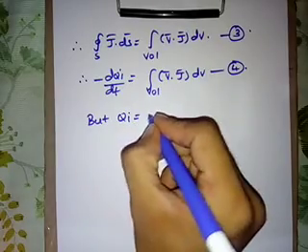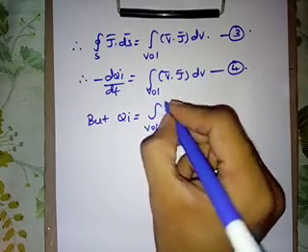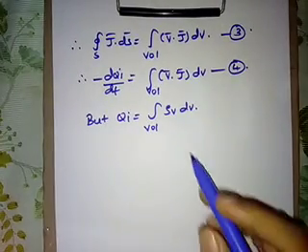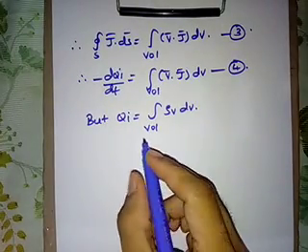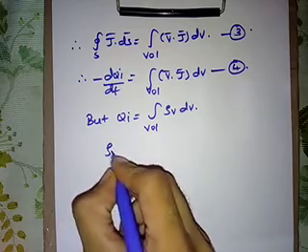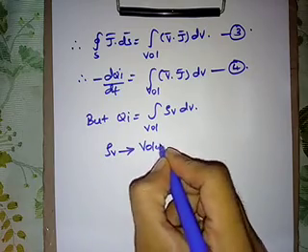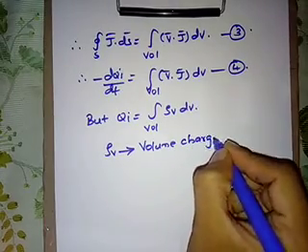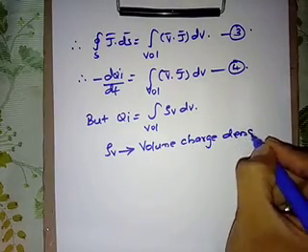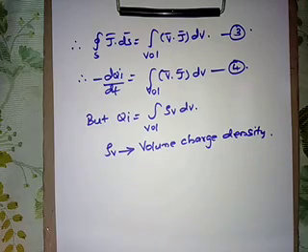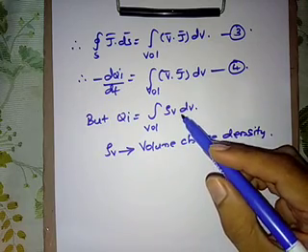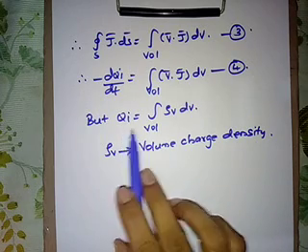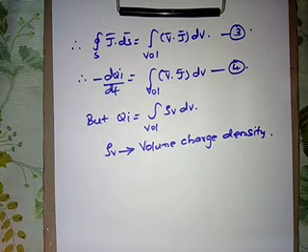But we know that qi is nothing but the volume integral of rho v dv, where rho v is the volume charge density, that is, charge per unit volume. Volume and volume will cancel, so the left hand side will be equal to the right hand side.